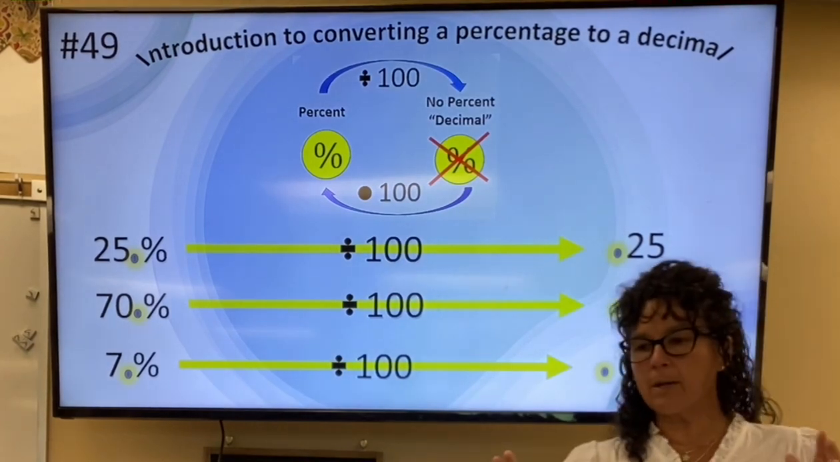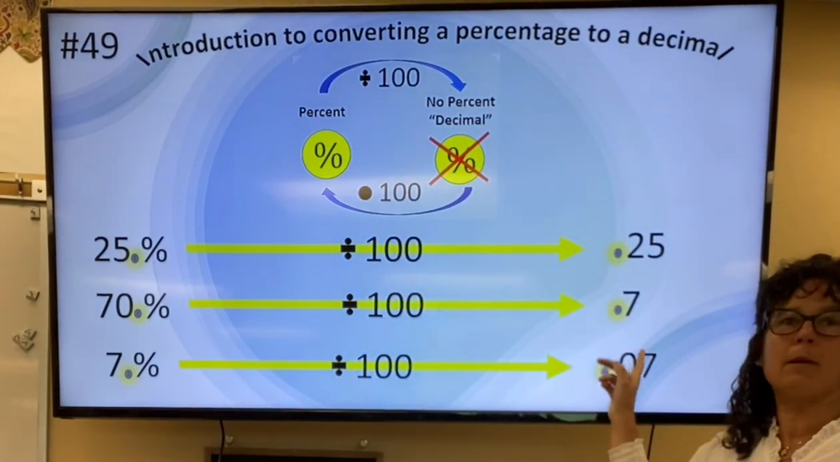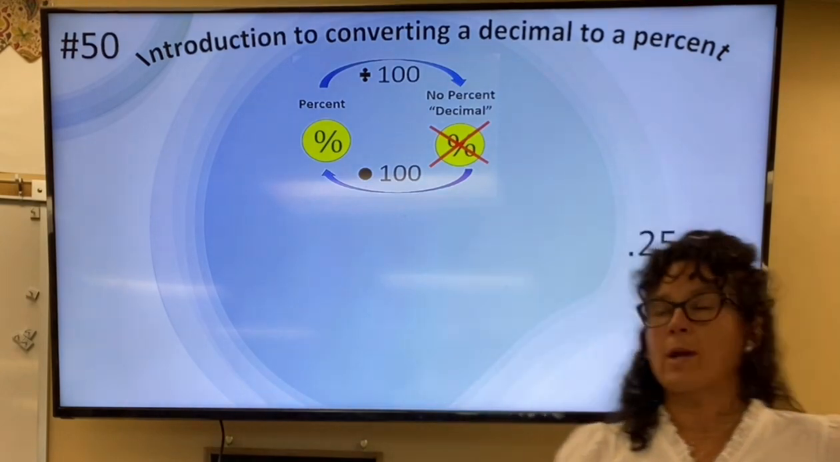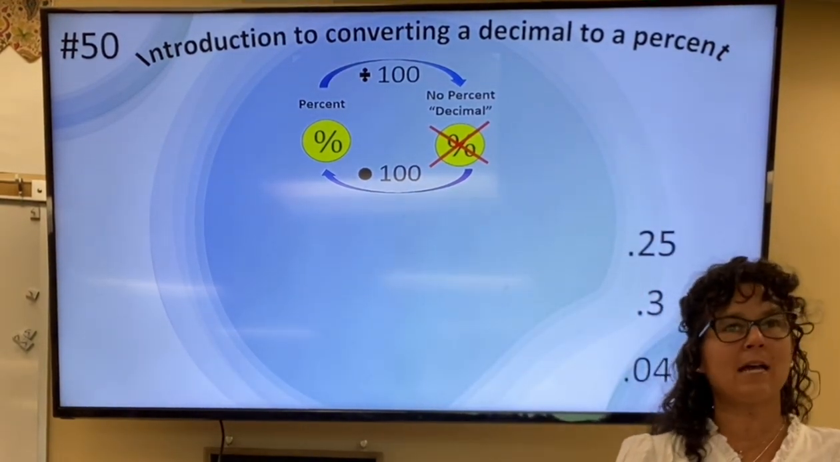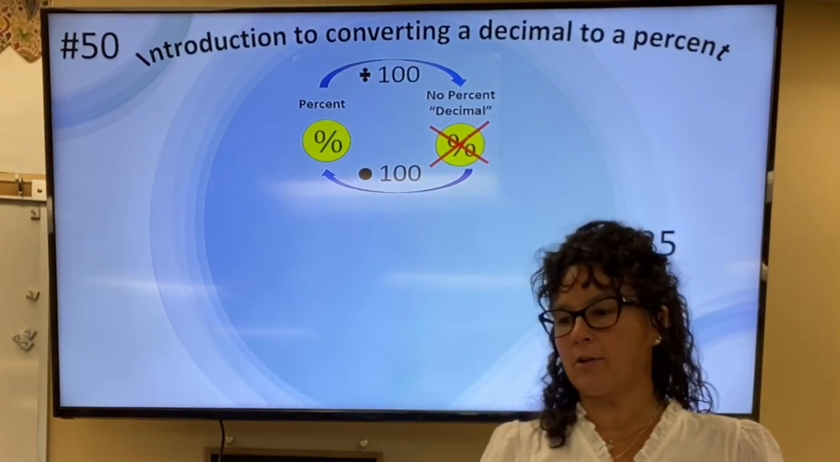Okay, so far the big picture is I have a percent, I want to get rid of it, so divide by 100. If I go back the other direction, I'm starting off with numbers that do not have percent signs. So if I want a percent, you multiply by 100.